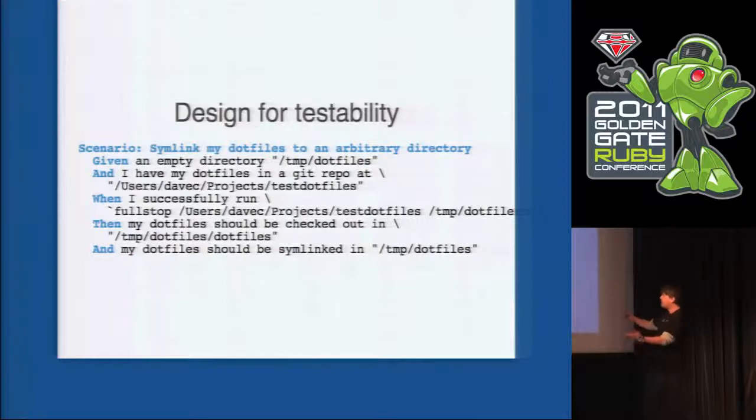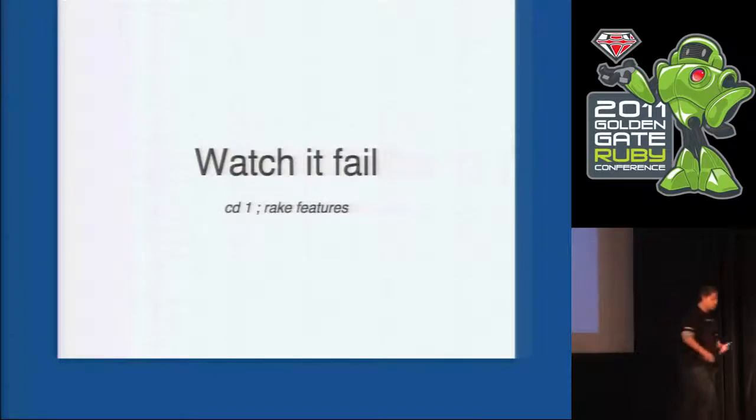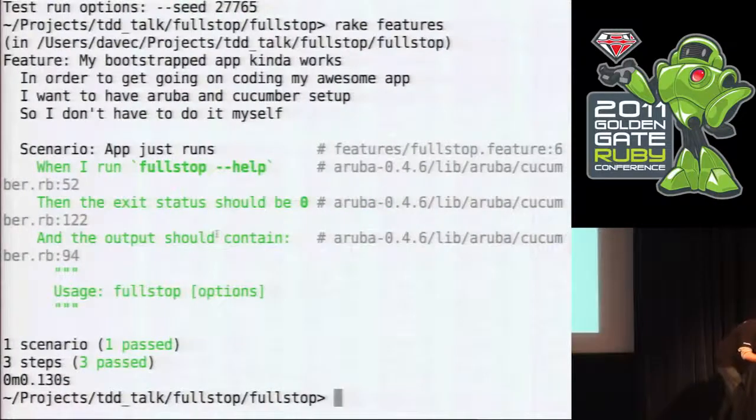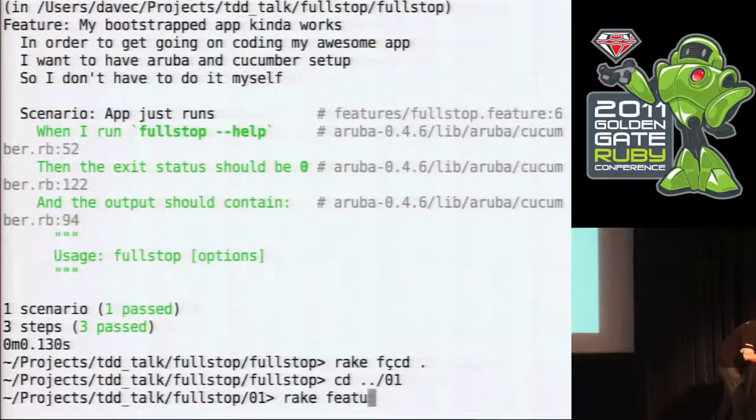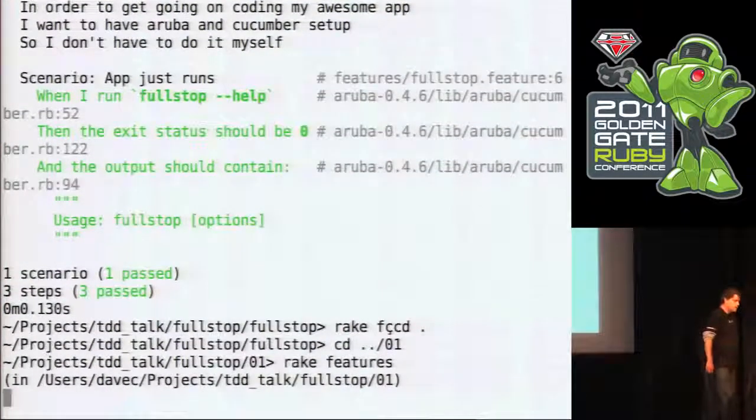So here's the revised scenario, and it's pretty much the same except that we are requiring a second argument. This is slightly cut off. A second argument to our app that will tell it where we want things set up. And we're giving it /temp where we can mess around and no one cares. So we've typed that in, and because of all of our awesome setup, we can just do a little rake features and see that this, in fact, fails.